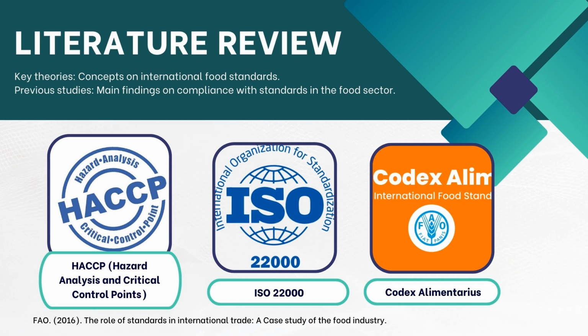We have Codex Alimentarius. The Codex Alimentarius is a set of standards, guidelines, and codes of practice adopted by the Codex Alimentarius Commission, an international body established by the Food and Agriculture Organization of the United Nations, or FAO, and the World Health Organization, WHO. Its main objective is to protect the health of consumers and to ensure fair practices in the food trade. The importance of this set is that it serves as a basis for the harmonization of food regulation among countries and is widely recognized worldwide, facilitating international trade and ensuring food quality and safety.